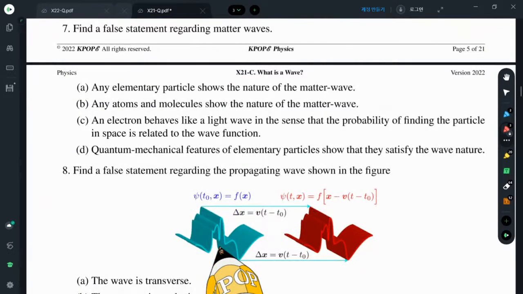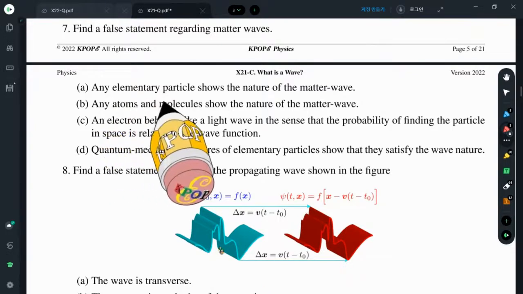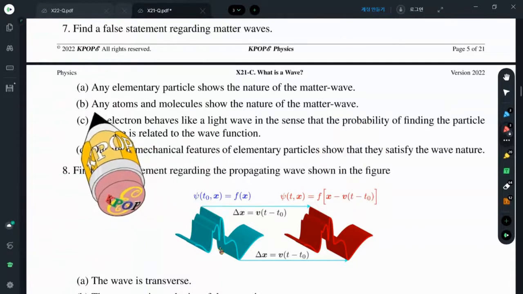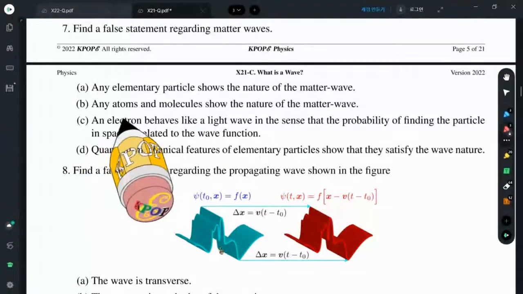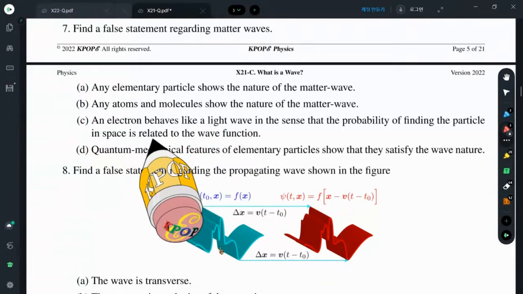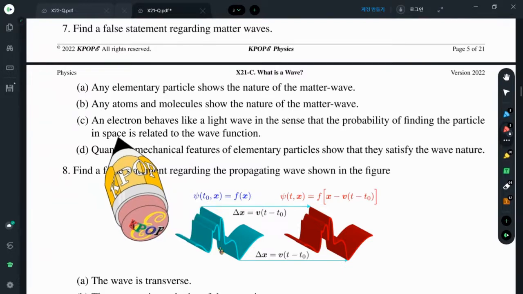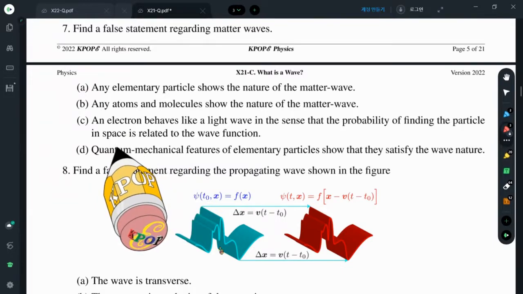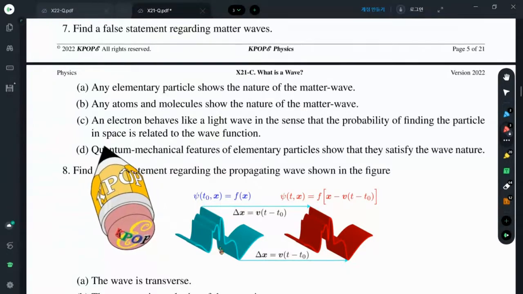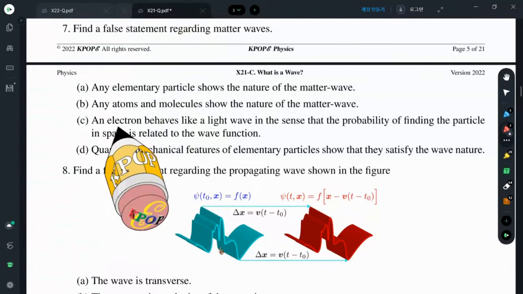Matter wave, sure, there is a new kind of wave that is a matter wave. Any elementary particle shows the nature of the matter wave, and we will learn in the next semester in Physics 2, General Physics 2, atoms and molecules show the nature of matter wave, so they must be described not based on Newtonian mechanics, but based on quantum mechanics, that respects the wave nature of matter.